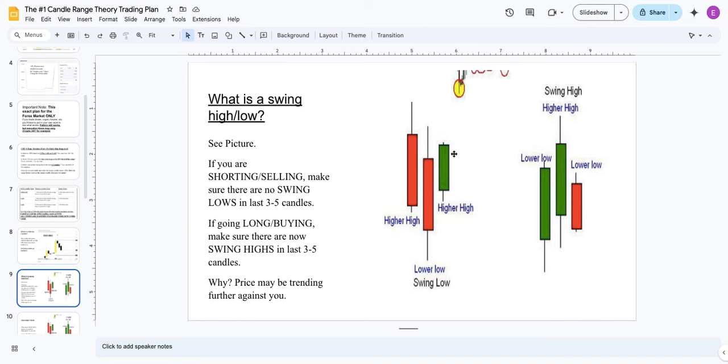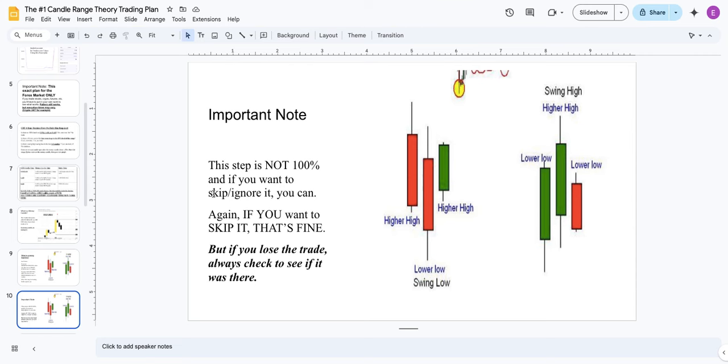In other words, if you see a swing low, typically price is going to keep going up. So you don't want to short that. You don't want to sell if price is going to go long. And if you're trying to buy, you don't want to see a swing high because it's likely that price could keep going down. Now, important note here, this step is not 100%.